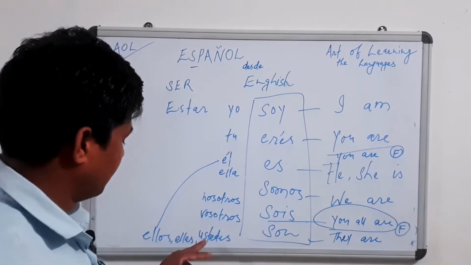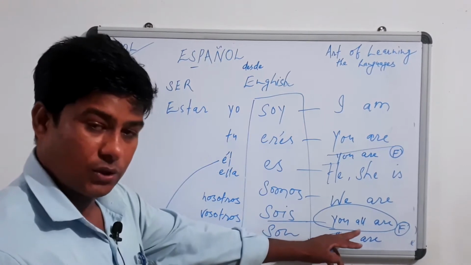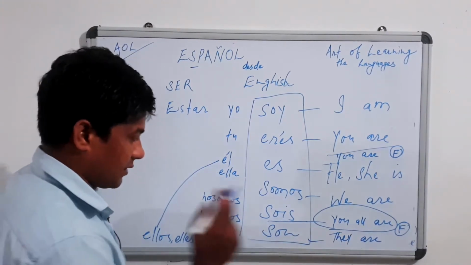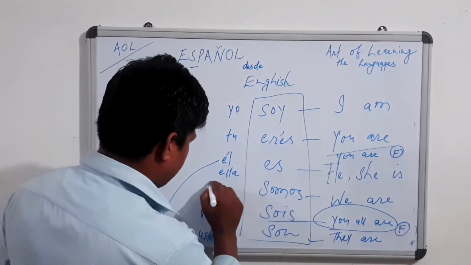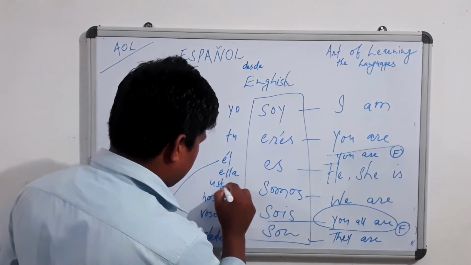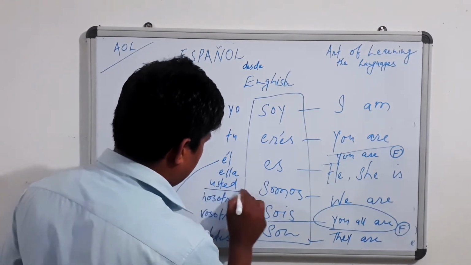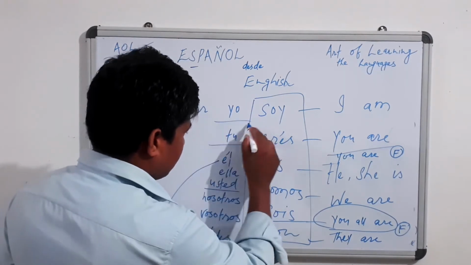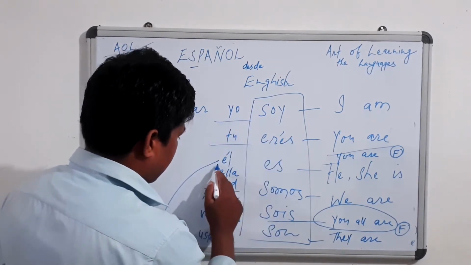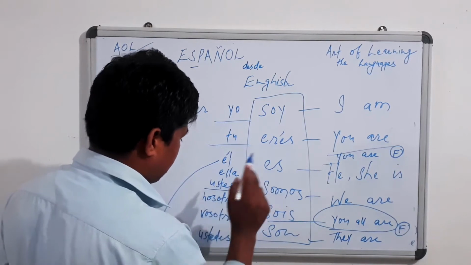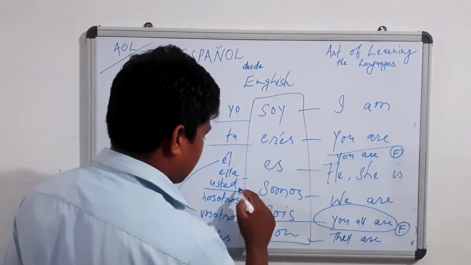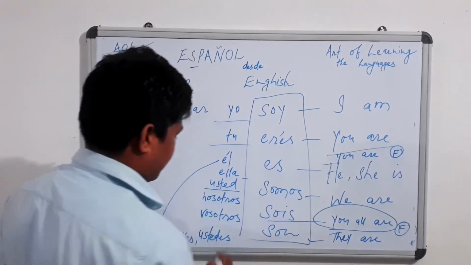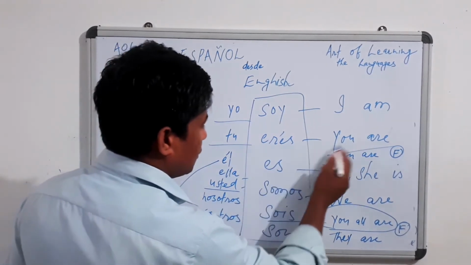So we have to use ustedes for "you all are", but in the singular form we have to use usted here, not with the plural, it is singular. Yo means I, él means he, ella means she, and usted also means "you are".